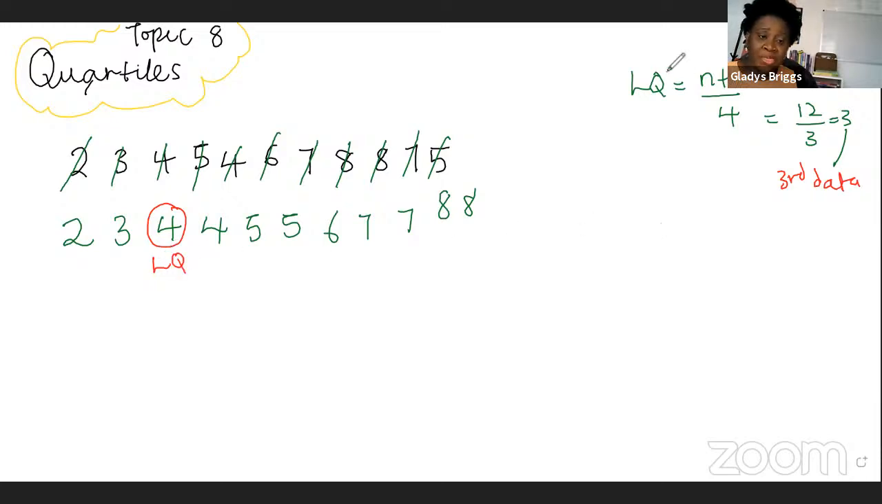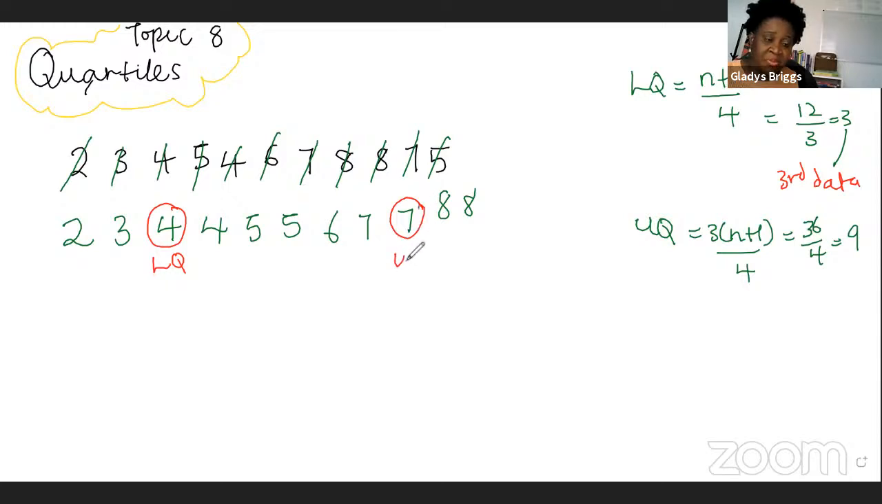And to find the upper quartile, the upper quartile would be 3 times n plus 1 over 4. That's 3/4 of n plus 1, yeah? And that will give us 3 times 12 is 36 over 4, which is the 9th data. So you're going to come on here 1, 2, 3, 4, 5, 6, 7, 8, 9. You're going to circle the 9th data, and that would be your upper quartile. And don't make the mistake of saying that the upper quartile is 9. It is not 9. You find it from your data, okay?